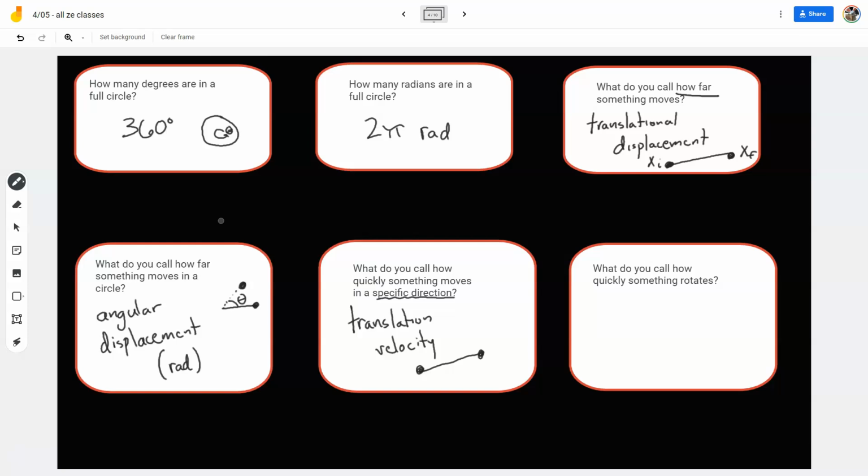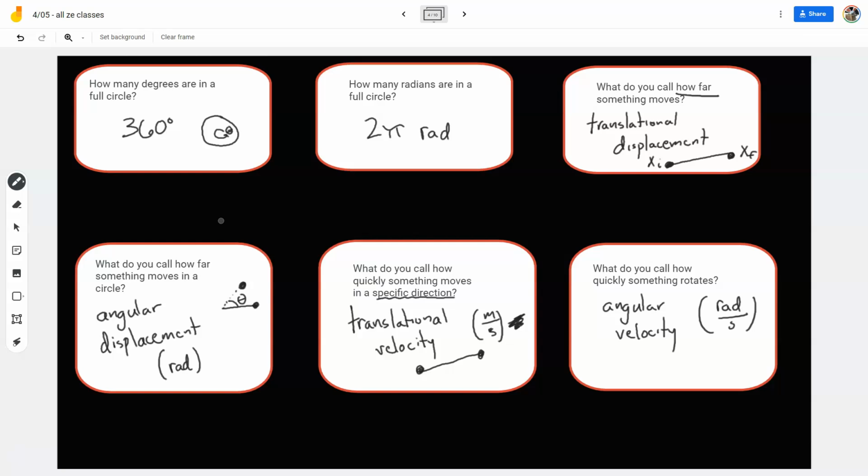And if we want to talk about how quickly something rotates, hopefully we're catching the pattern, this would be angular velocity. Angular velocity just talks about how quickly something rotates, whereas translational velocity would be in meters over seconds. If we usually measure angular displacement in radians, once we bring time into it, this would be measured in radians per second.